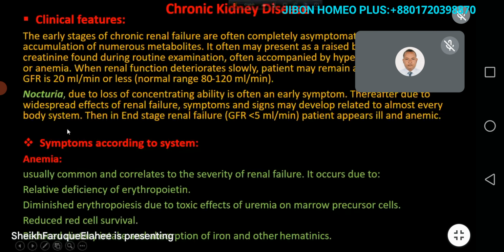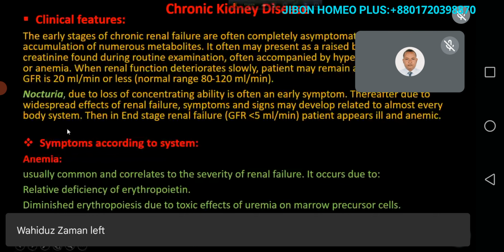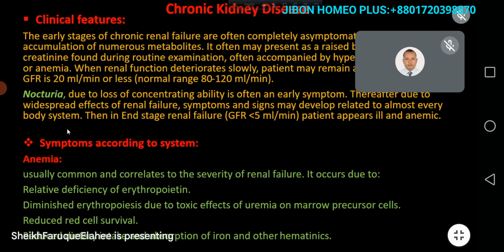Now you will get other symptoms. Nocturia, then what? Then anemia. After nocturia, this person will have anemia. Why anemia? We already discussed something. Why does anemia occur in chronic kidney disease patients? If I am a teacher, I will ask my students, and you will have to answer like this: that anemia is due to erythropoietin.